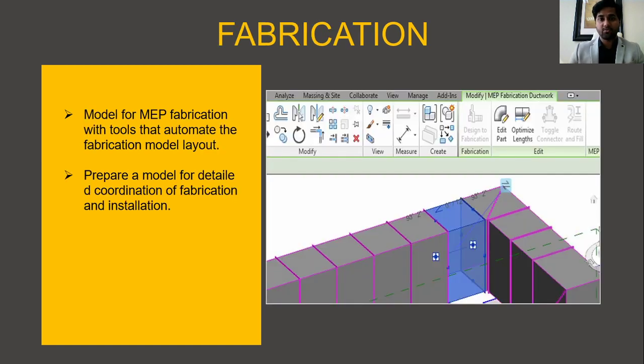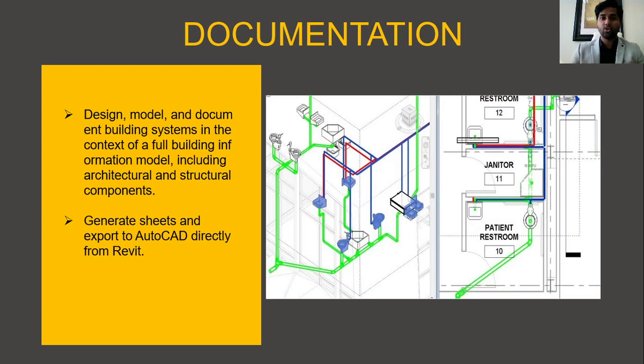And the last one here, the fabrication part, which means you can create fabrication drawings directly from Revit using the fabrication option, which is available in Revit, or we can actually convert our files into the software called CAD MEP and create the fabrication drawings. So these are the main features of Revit: integrated design, the analysis, we can do the fabrication, and we can also do the documentation in Revit.